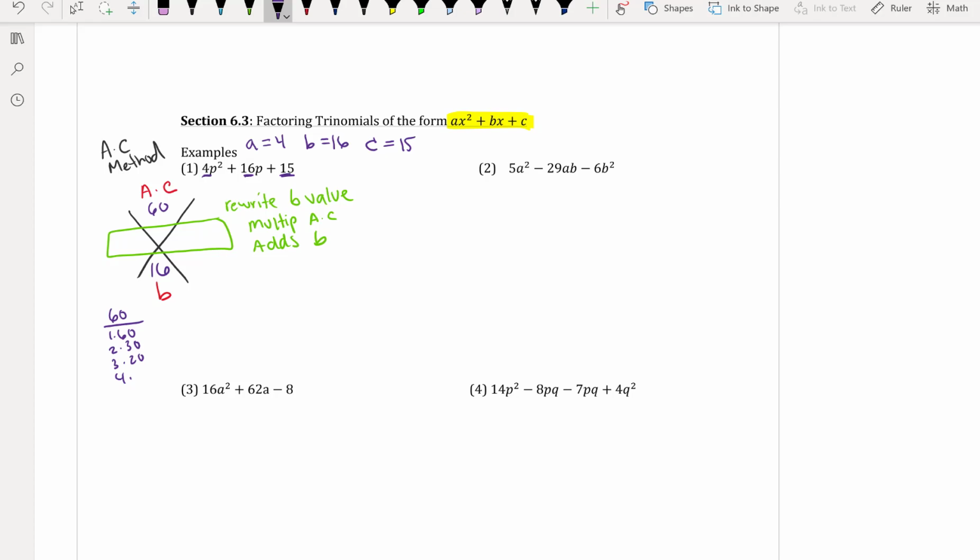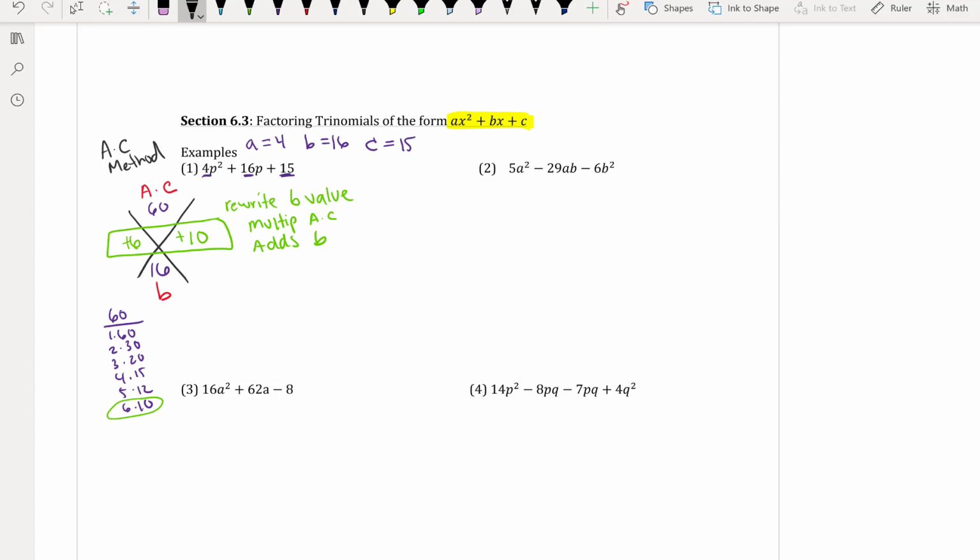Divided by 4 is 15. 5 goes into 60, I believe, 12 times, and 6 times 10. There we go. So those are all of my multiples of 60. So I want to make sure that I pick a number that is going to multiply to 60, so there are all my multiples, but adds to 16. So the only one that's going to add to 16 is a positive 6 and a positive 10.